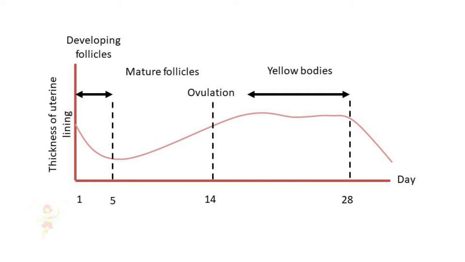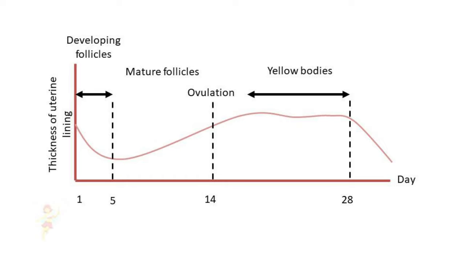Details of the cycle are shown here. During day 1 to 5, if fertilization does not occur, the yellow body degenerates about 14 days after ovulation. The thickened uterine lining breaks down. The uterine lining, including some blood, and the unfertilized ovum then discharge through the vagina. This process is called menstruation. It lasts about 5 days.